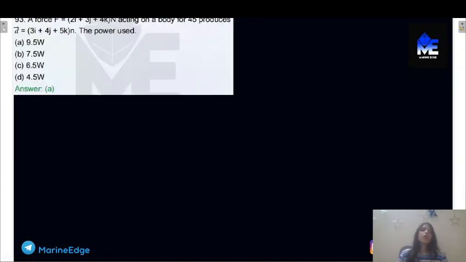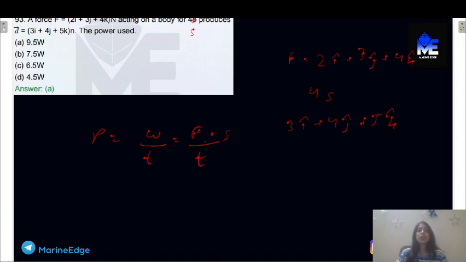Moving on. A force of 2i cap plus 3j cap plus 4k cap is acting on a body for 4 seconds. It produces a displacement of 3i cap plus 4j cap plus 5k cap. What is the power used? What is power? Work done per unit time. Now what is work done? Force into displacement, upon time.